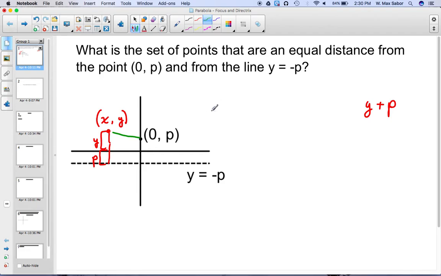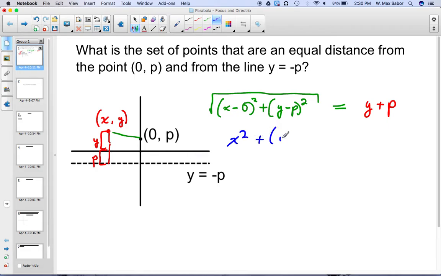So the square root of (x minus 0) squared plus (y minus p) squared equals y plus p. Let's solve this equation. Square both sides to get x squared plus (y minus p) squared equals (y plus p) squared.